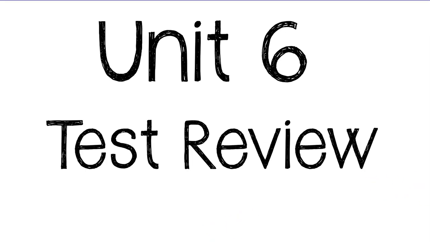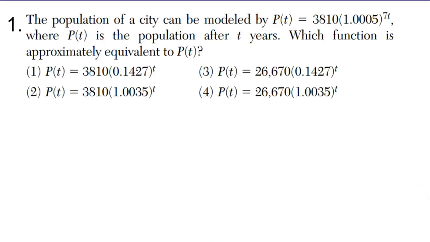Let's take a look at the questions on the Unit 6 test review. The population of a city can be modeled by the function p of t equals 3810 times the quantity 1.0005 raised to the 7t power, where p of t is the population after t years. Which function is approximately equivalent to p of t?